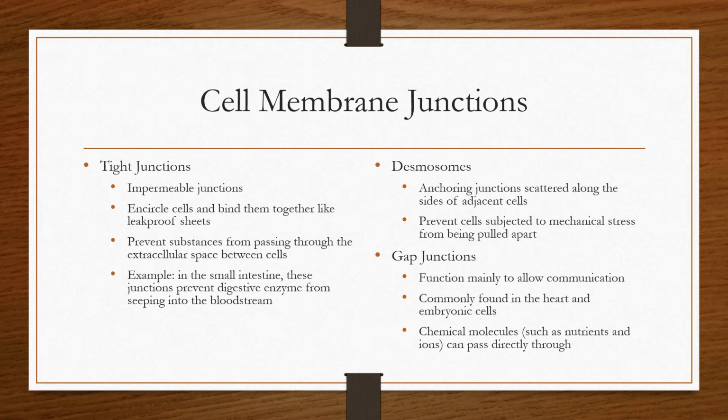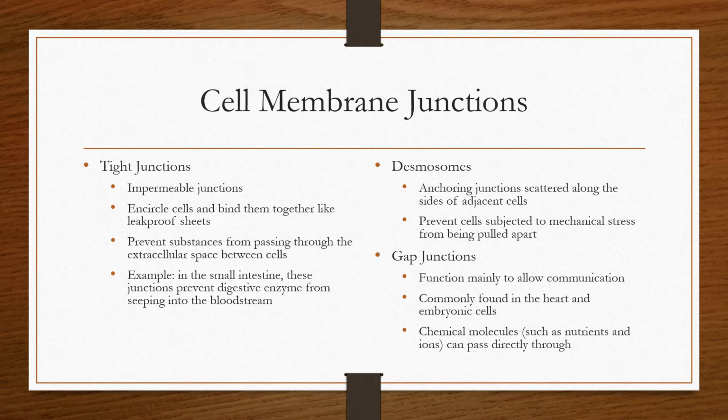Let's discuss a little further the cell membrane junctions, the 3 different types. So first we have the tight junctions. These are impermeable. They encircle cells and bind them together like leak-proof sheets. They prevent substances from passing through the extracellular space between cells. An example would be in the small intestines. So these junctions prevent digestive enzymes from seeping into the bloodstream. So they keep things that we don't want in other places out of there.